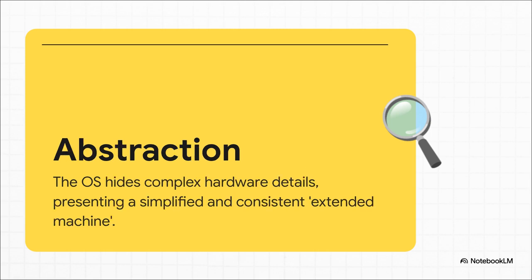Now this is one of the most powerful ideas in all of computing. See, a software developer doesn't need to know the specific brand of your hard drive or the super intricate details of how it stores bits on a magnetic platter. No way. Instead, the OS provides this beautiful, simple abstraction. It just says, hey, just use these three basic commands: open, read, and write. The OS takes care of all the messy, device-specific stuff behind the curtain. It basically creates what we call an extended machine that's just so much easier to program for.